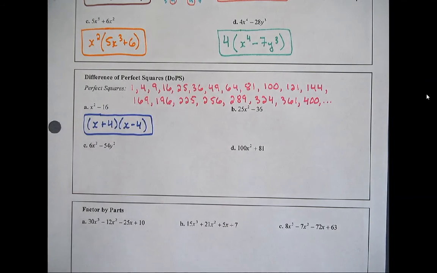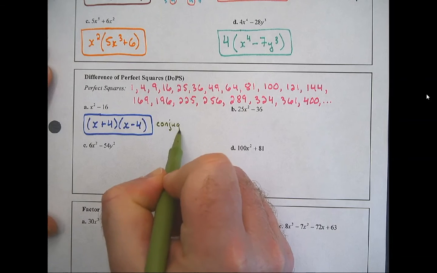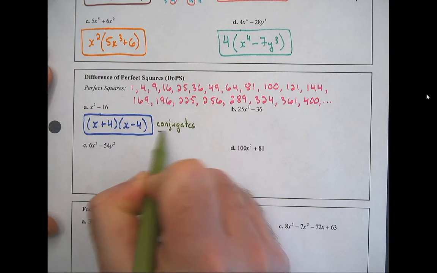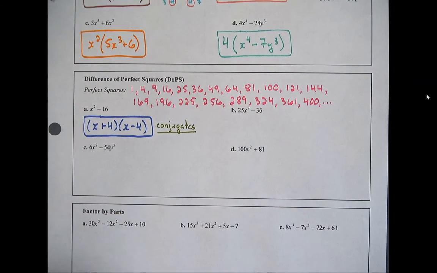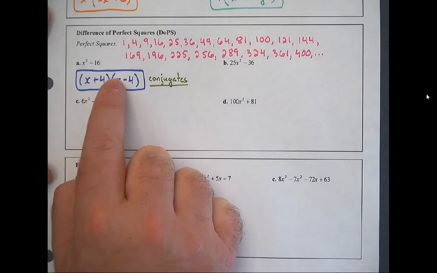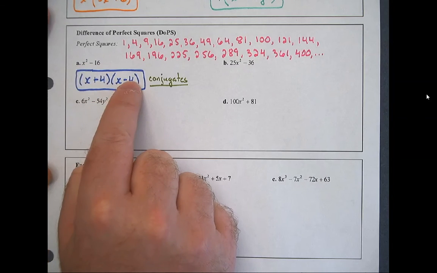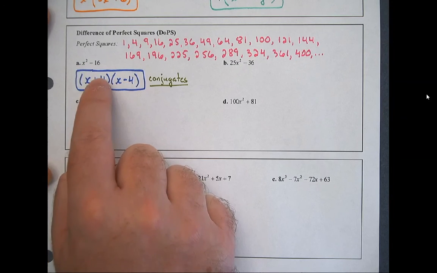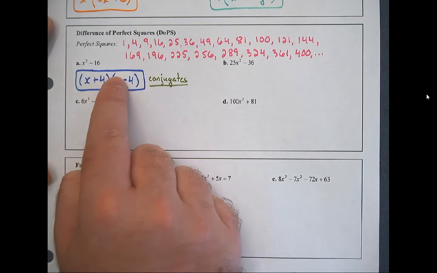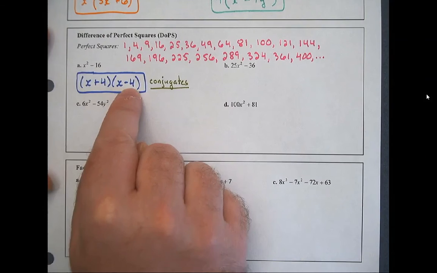Now these have another special name that's going to become important later on. These are also called conjugates. Look at what happens when you distribute conjugates. So what's x times x? That gives me the x squared. And then I go x times negative 4. That's negative 4x. 4 times x is positive 4x. So those two terms add up to 0 in the middle. And then 4 times negative 4 is negative 16.